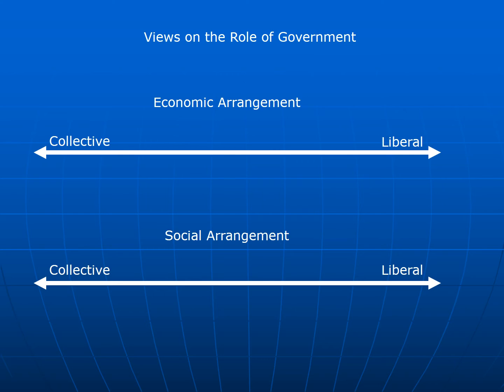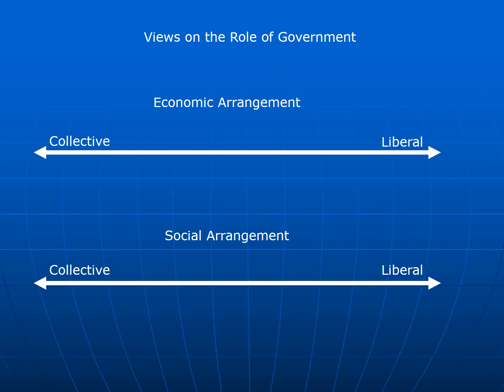The second is what's the role of government as it relates to our social lives? Should it stay out? Should it leave us free? That's the liberal side. Should it be collective, meaning government getting us to behave in a moral way or in the way that we want them to behave, to conform to the majority's wishes? That's collective. Those are the two very important scales.